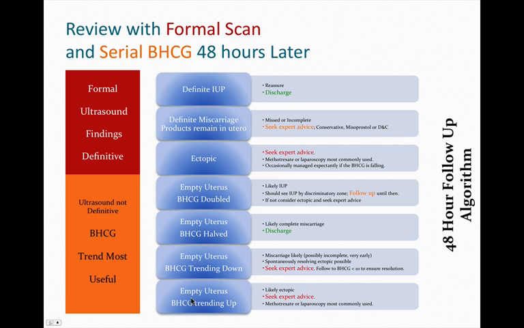The final group is those who have an empty uterus and the beta HCG is going up slowly. So not enough to say it's a normal, viable intrauterine pregnancy. The most likely diagnosis in that group is an ectopic. And in them you need to seek expert advice, and they may need methotrexate or laparoscopy. So all a bit complicated, isn't it? But if you use these algorithms, it all works itself out.